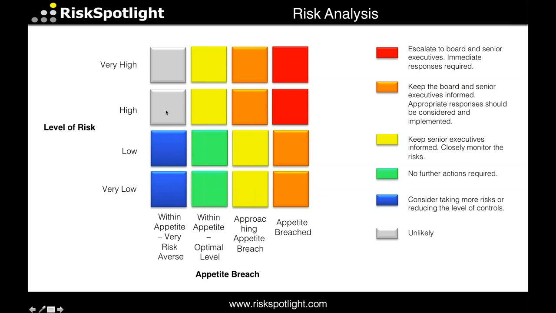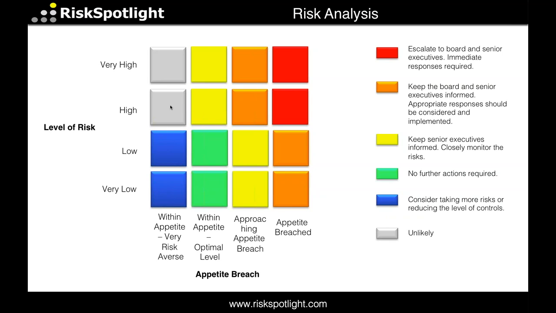And then there are those two intersections here, where it is very unlikely that a risk will be very high, but then you would say that, oh, we should take more risk if the risk is already very high. So some highlighted those as a gray area. So it's again one way of prioritizing.